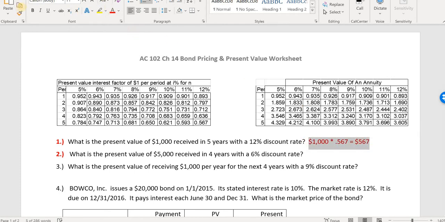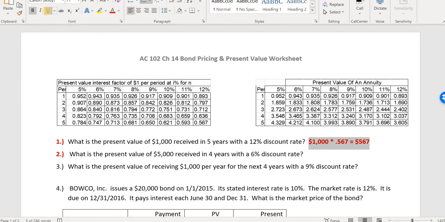What does that mean? That means $1,000 received in 5 years, if I have a 12% discount rate, meaning I can earn 12% on my money, is worth $567 to me today. If I have two investments that I'm going to receive in the future, I can bring them both back to today and say which one's worth more today. That's the one I'll take.